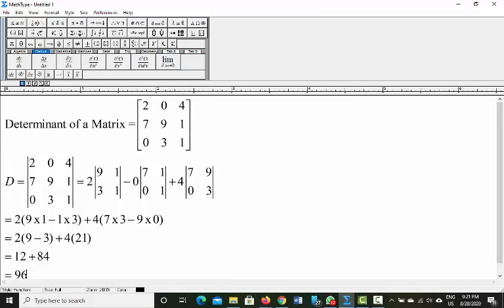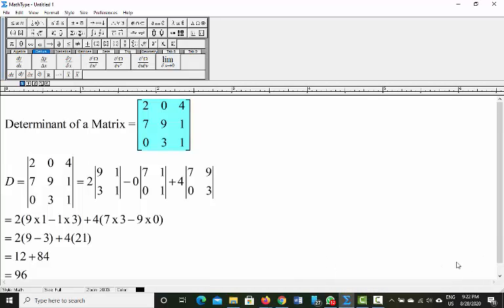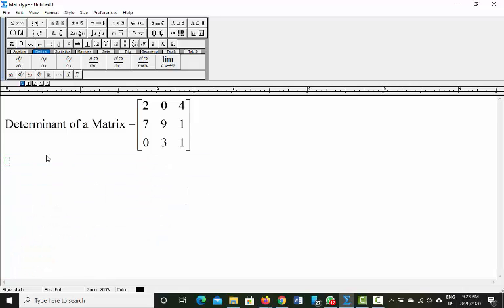So that's the determinant of this matrix. The determinant of this matrix is 96. Let me check if the answer is correct or not. Yes, so the answer is fully correct, right?